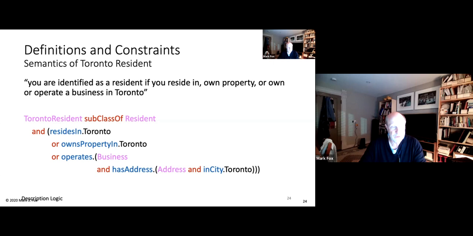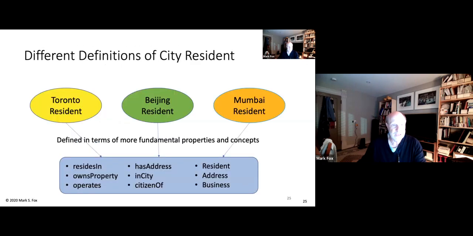But the point is, we're not defining a city resident in general. In our ontology, what we have done is we have identified a set of classes and properties that can be used to construct the different definitions of city resident. We can use these properties and classes, concepts, to construct a definition of Toronto resident, to construct a definition of Beijing resident, to construct a definition of Mumbai resident, because we have done the ontology engineering to identify the key concepts and the key properties that distinguish one concept from another, the key properties that can be used to define these concepts.